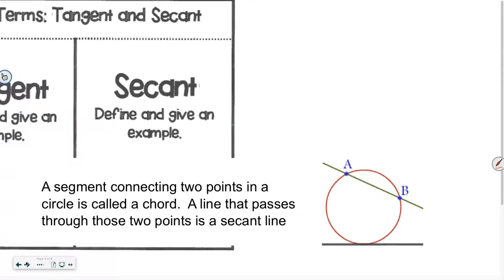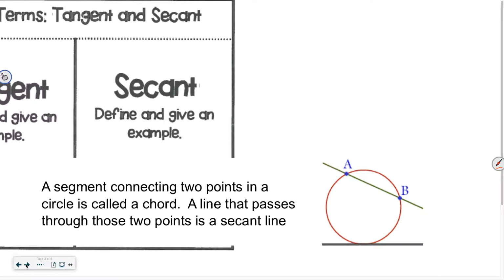Then the next flap is secant. And so I have a picture here of a line that is secant to a circle. The reason why that line AB is secant to the circle is that it connects 2 points in a circle called a chord. The line that passes through those 2 points is a secant line. So AB, just that part, is called a chord, but then the whole line itself is called a secant line because it crosses a circle in 2 places.